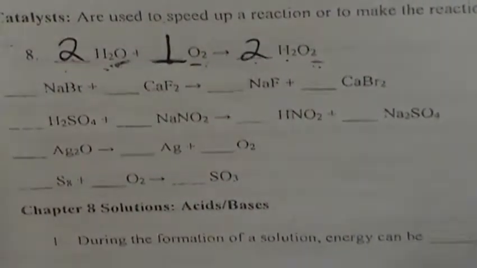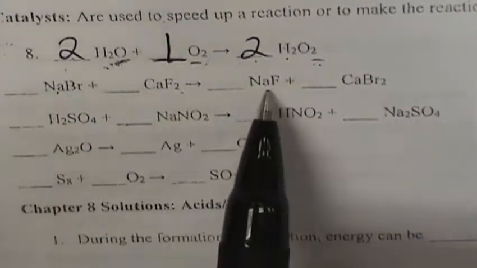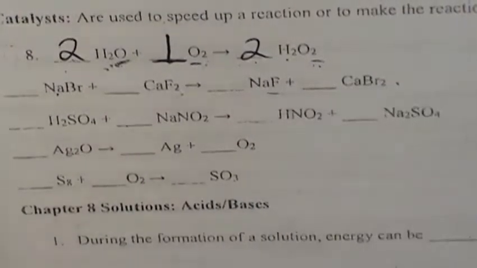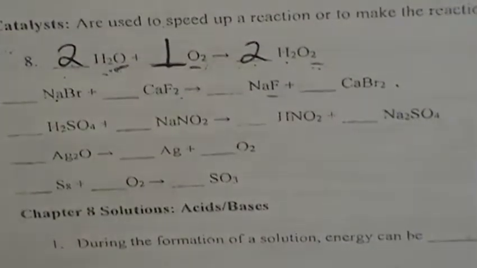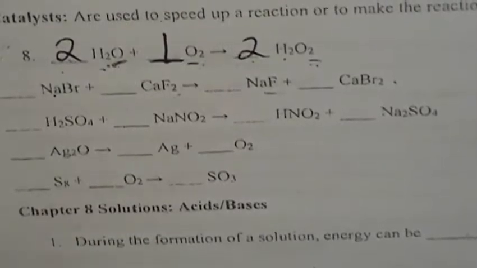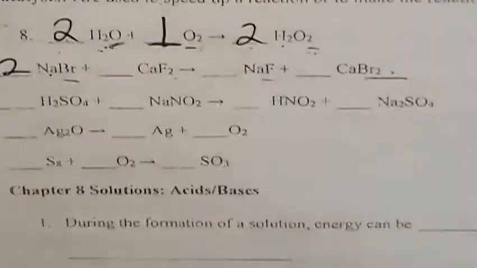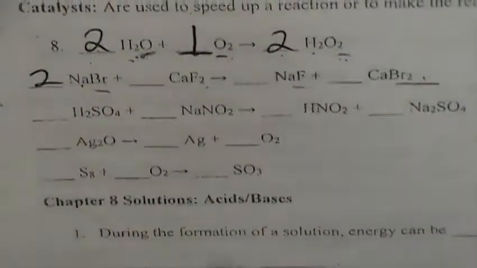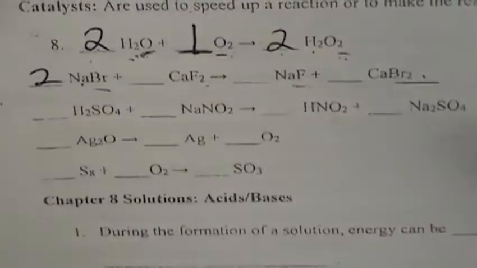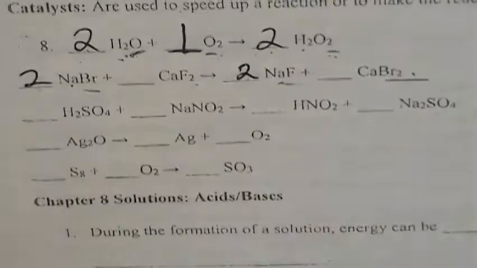Okay, next up we have sodium bromide reacts with calcium fluoride to produce sodium fluoride and calcium bromide. I'm going to pick bromide to start for no particular reason whatsoever because it doesn't really matter in this reaction. There are 2 coming out but only 1 going in, so I'm going to stick a 2 in front of sodium bromide. That changes my sodiums to 2, so I'm going to change sodium to 2 on the other side. 2 times 1 is 2.